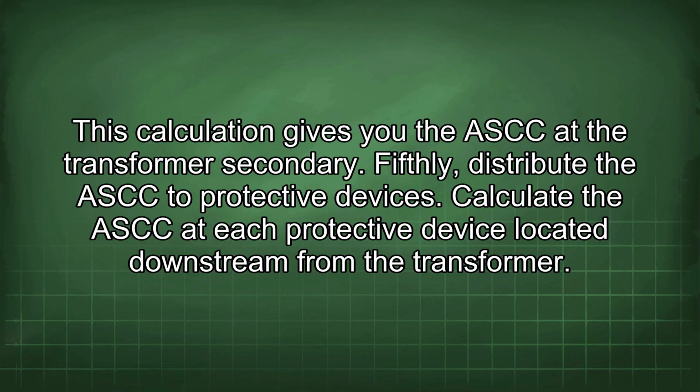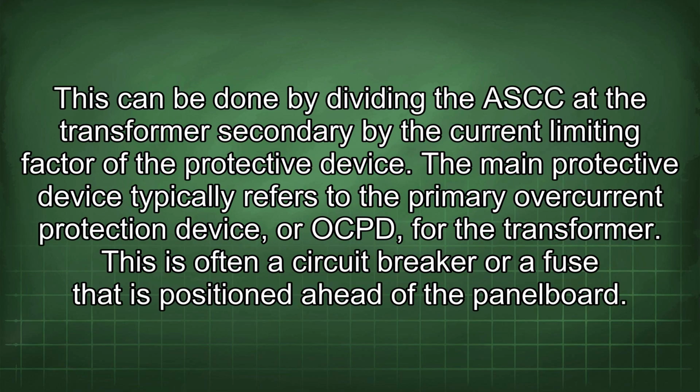Fifthly, distribute the ASC to protective devices. Calculate the ASC at each protective device located downstream from the transformer. This can be done by dividing the ASC at the transformer secondary by the current limiting factor of the protective device. The main protective device typically refers to the primary overcurrent protection device, or OCPD, for the transformer. This is often a circuit breaker or a fuse that is positioned ahead of the panel board.